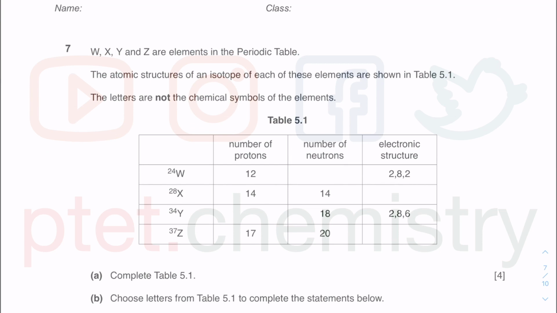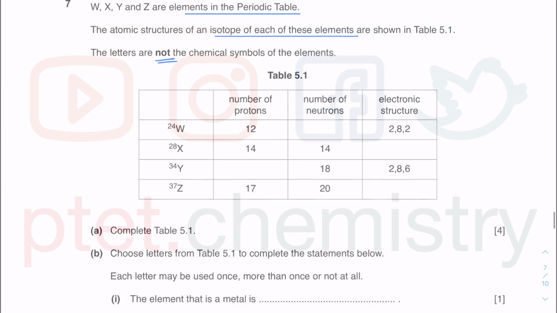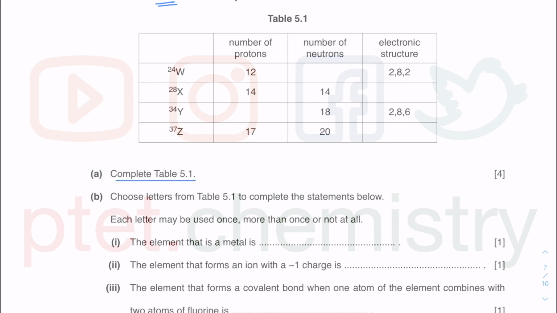Moving on to this next question. So W, X, Y, Z are elements in the periodic table. These are isotopes of each of these elements. They are not the chemical symbols of the elements. We're going to complete this table. So first of all, we have the number of protons.